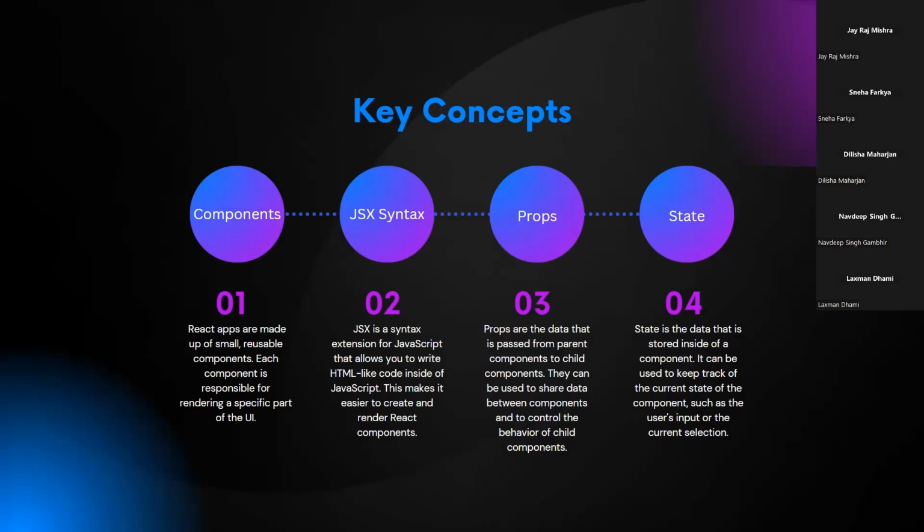Third one is props. Props are basically the data passed from one component to another. For example, just take our example ahead. Let's say we need to pass one cookie from one component to another. Then we can use props. And the fourth one is state. So state is the data stored inside a component. Okay. So the cookie is data which is stored in a box that can be a component.